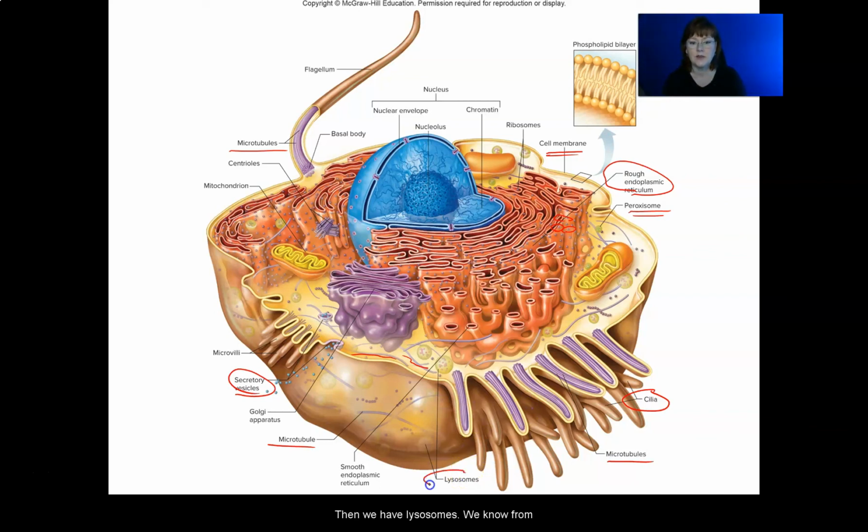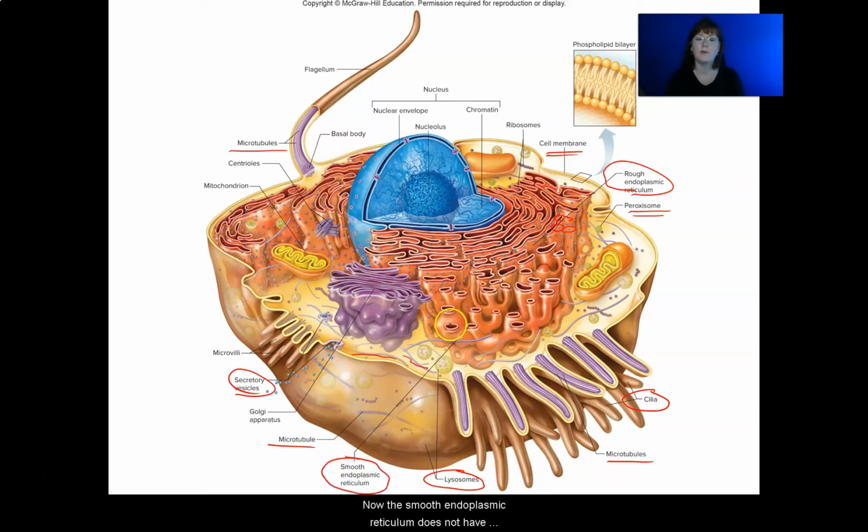Then we have lysosomes. We know from the last slide that if water moves into the cell, it can burst or lyse. So to lyse is to break apart. Lysosomes are filled with enzymes that help to break things down. I'm going to have lysosomes where I need to maybe break down food molecules, but I also have lysosomes to break down old organelles, or I can do something called apoptosis, where the lysosomes break open and essentially cause cell suicide and digest or break down the cell from the inside out. So if I have a cell that's not functioning anymore, I can use lysosomes. Then I have smooth ER.